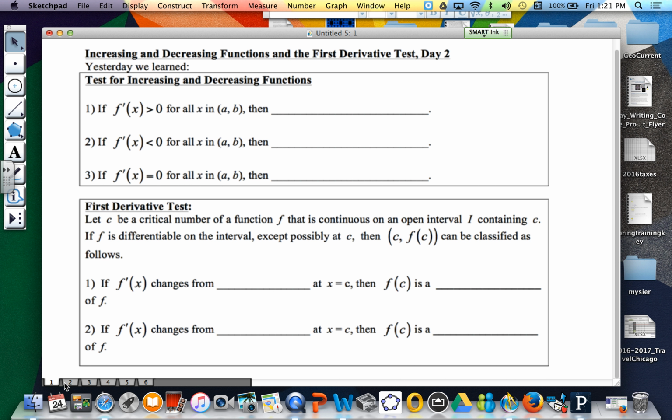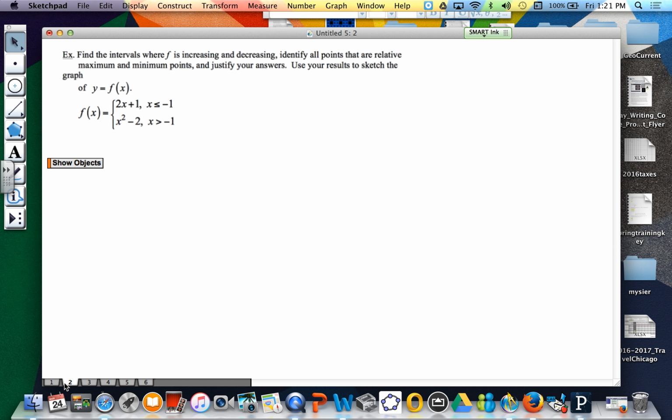Here we have a piecewise defined function where we're to find the intervals where f is increasing and decreasing. Identify all points that are relative maximum and minimum points and justify your answers. Use your results to graph. Well, I kind of want to graph it first, but I'm going to do a little bit more of the calculus. So when x is less than or equal to negative 1, f of x is equal to 2x plus 1. So that means f prime of x, that's f prime of x, not f double prime, is just equal to 2.